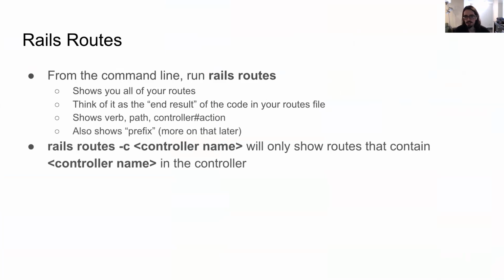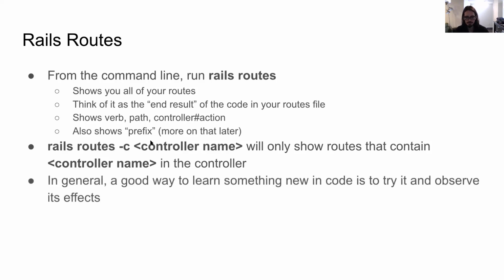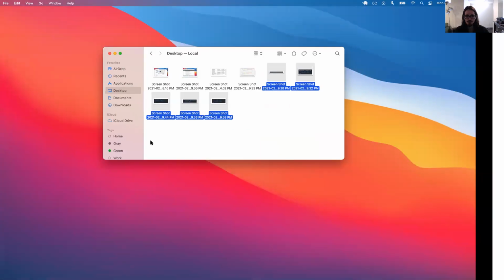Here's another way that you can use Rails routes: rails routes -c and then give it a controller name. As our routes file gets really big, looking at the output of Rails routes can get very complicated. So rather than looking at all of the routes, it's often helpful to just look at routes for one controller. I'll show you how that works.